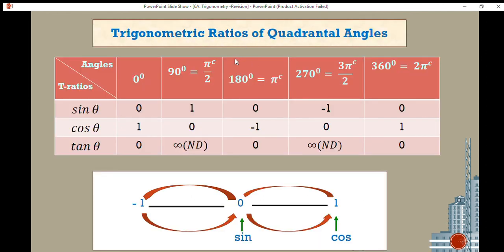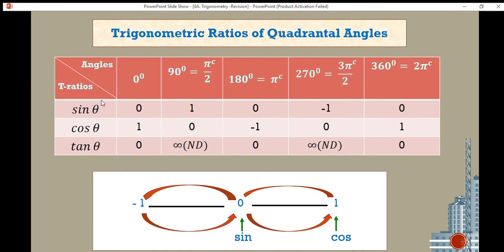And at last, now see the trigonometric ratios of quadrantal angles. What are the values for quadrantal angles? So again for sine, cos and tan you just have to remember sine and cos. Tan you can easily write. Sine upon cos gives you the tan value.